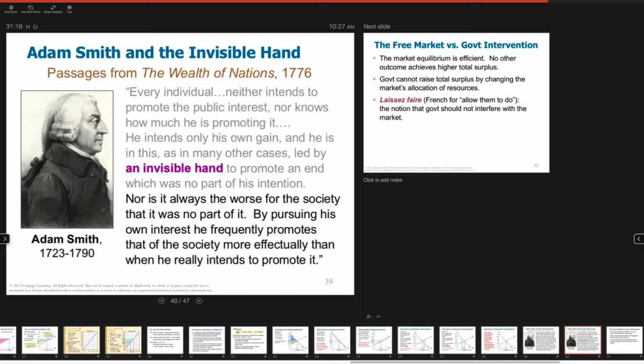Nor is it always the worse for the society that was no part of it. By pursuing his own interest, he frequently promotes that of the society more effectually than when he really intends to promote it. So what Adam Smith is saying is that by just going about your ordinary life and acting in your own self-interest, you're doing more for society than when you think you're deliberately acting to benefit society.